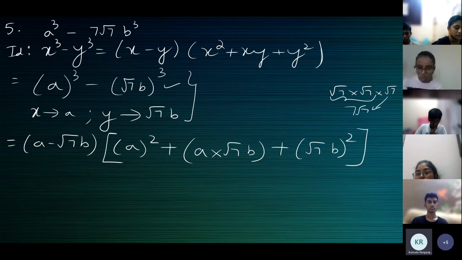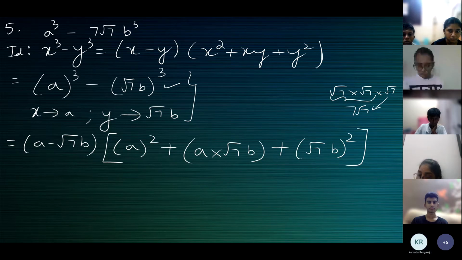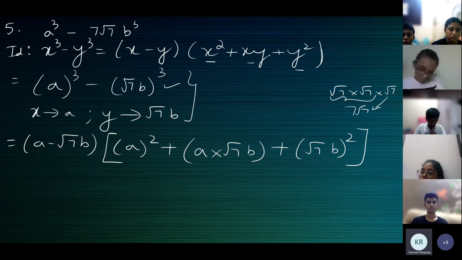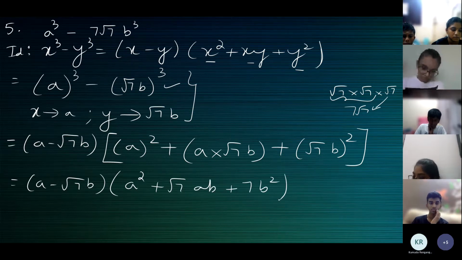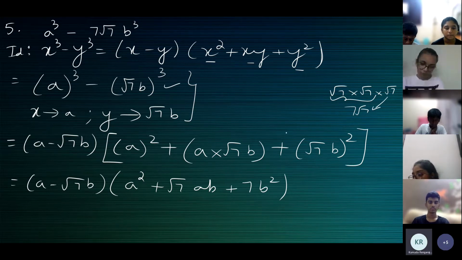See the answer, x minus y. Who's x? A. Who's y? Root 7b. X minus y, a minus root 7b. X square, xy, y square. X is a. Xy, a into root 7b. Y square, root 7b the whole square. Substitute, that's all. Then the first bracket as it is, nothing can be simplified there. A square plus root 7ab plus 7b square, because root 7b into root 7b is 7b square.